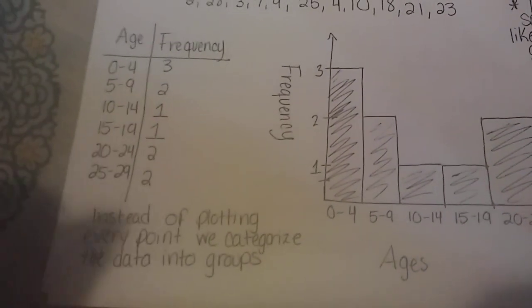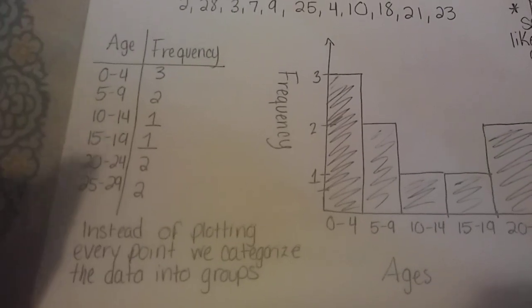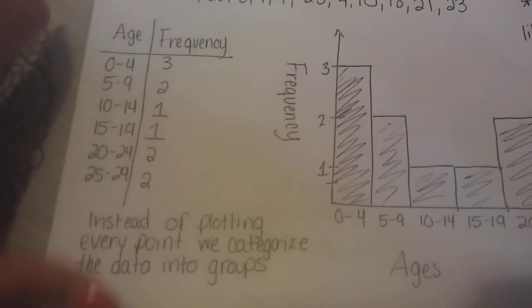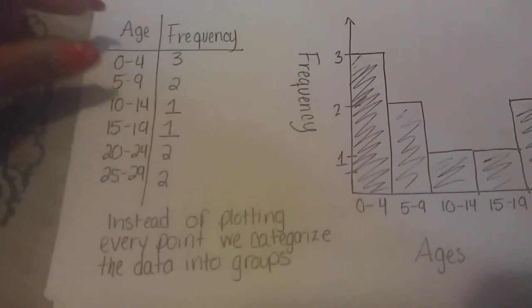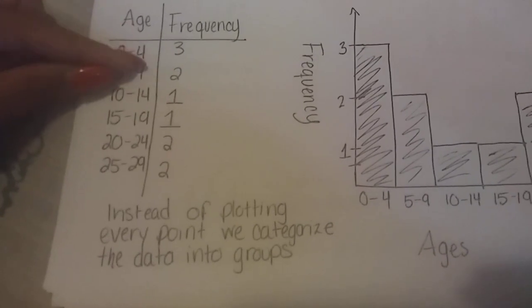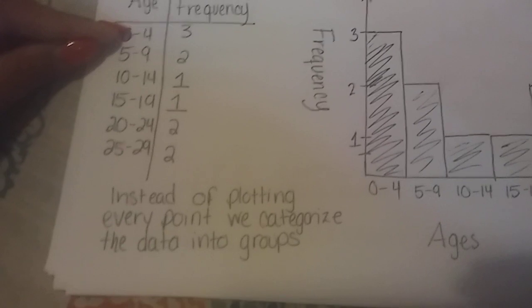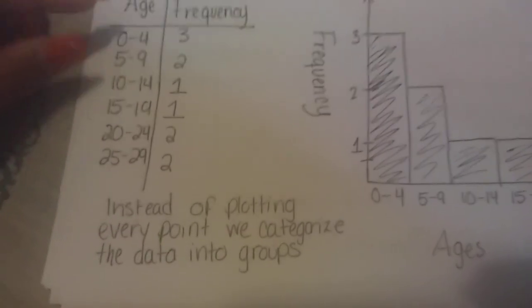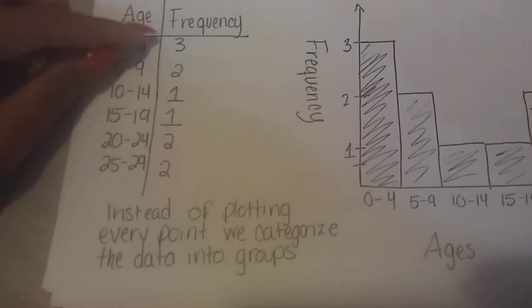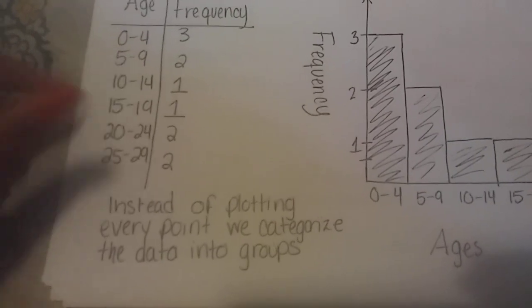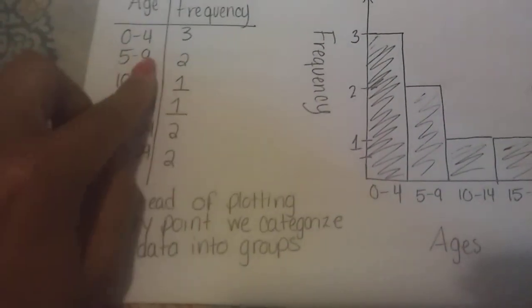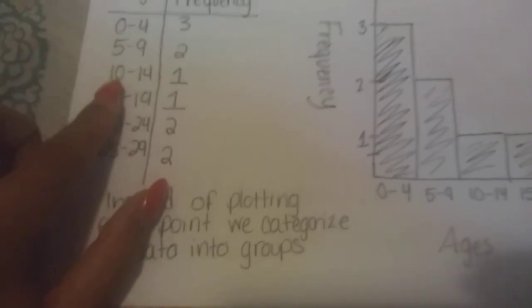It doesn't matter how you break it up. The point here is that you want to break it up with the same amount of numbers between each category. So if I chose 0 to 4, that right there is 5 numbers: 0, 1, 2, 3, and 4. That's 5 numbers. So I'm going to start off with the next number, that's 5: 5, 6, 7, 8, 9. That's 5 numbers. We ended off on 9, so we're going to start off with 10.